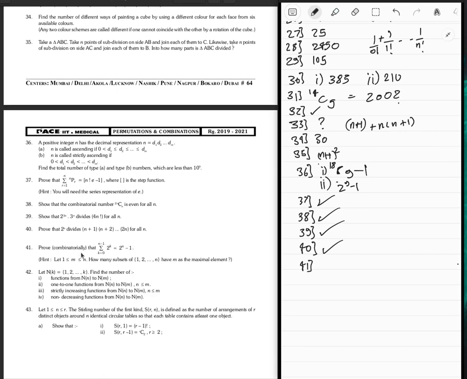41. Prove combinatorially that the summation from k equal to 0 to n minus 1 of 2 power k equals 2 power n minus 1. Interesting. Oh, so they also gave a hint. Let m be less than or equal to n and bigger than or equal to 1. How many subsets of 1 to n have m as the maximum element?